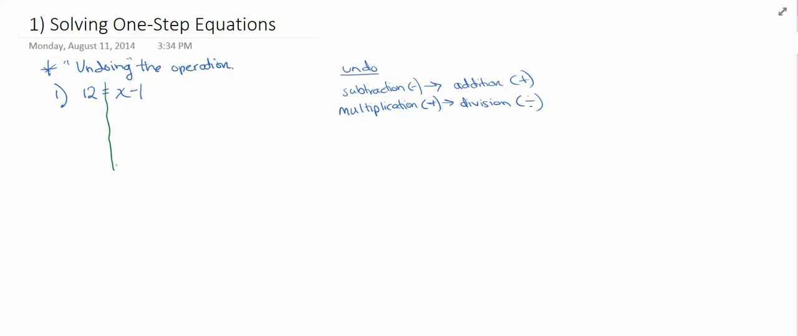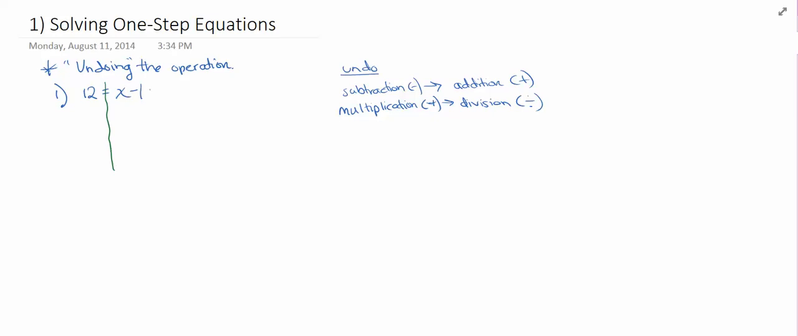Okay, so we need to figure out what x is. Now you might be able to say to yourself, okay, what could I plug in for x so that it equals 12? Okay, so what minus 1 is going to equal 12? You might already see the answer in your head, but the problems are going to get more complex as we go through this, so let's develop good habits.